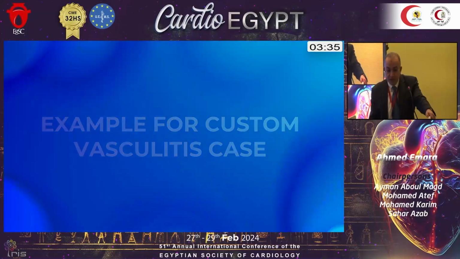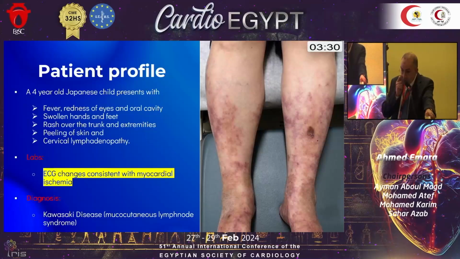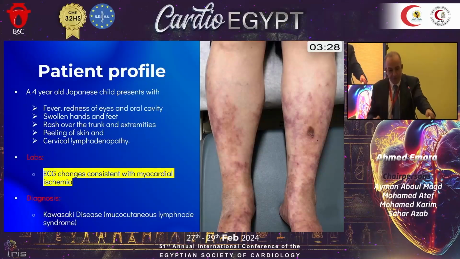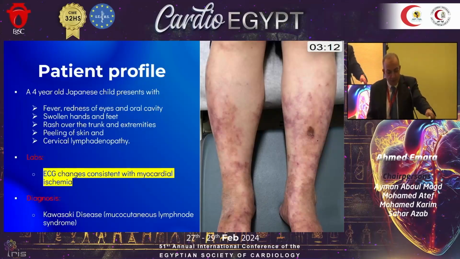Example of a classic case of vasculitis, one you can't get wrong. A 4-year-old child presented with fever, redness of the eyes, redness of the oral cavity, swollen hands and feet, and rash over the trunk and extremities, with peeling of the skin, usually associated with cervical lymphadenopathy. Presented with chest pain and ECG changes consistent with myocardial ischemia, diagnosed as Kawasaki or mucocutaneous lymph node syndrome.